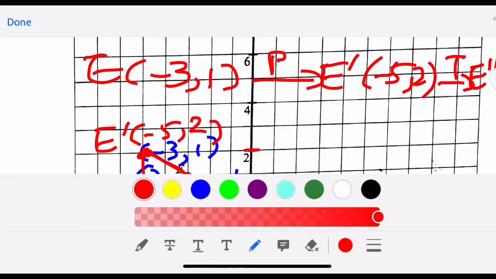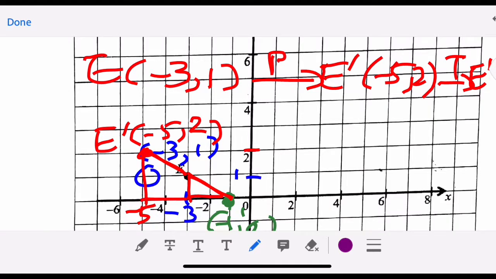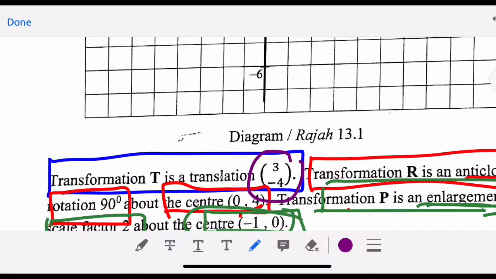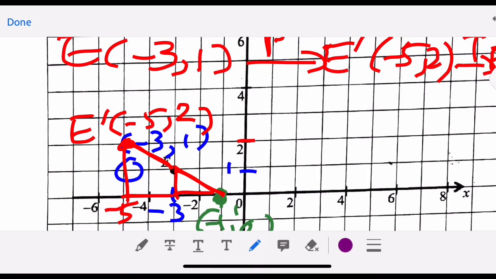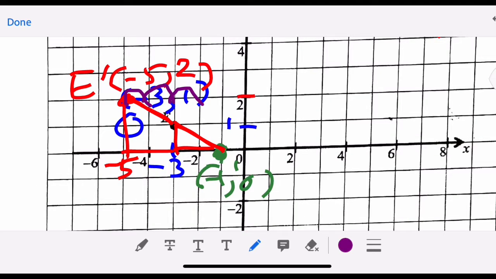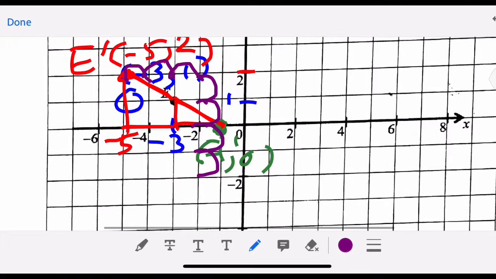Let's move using the purple color pen. The translation is given as 3 and negative 4. We must start from the first image. 1, 2, 3. 3 means move to the positive side. Negative 4 means we must go down 4 steps. So always do that so that you won't read wrongly, alright?